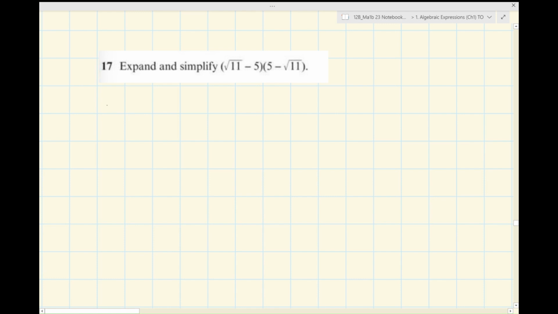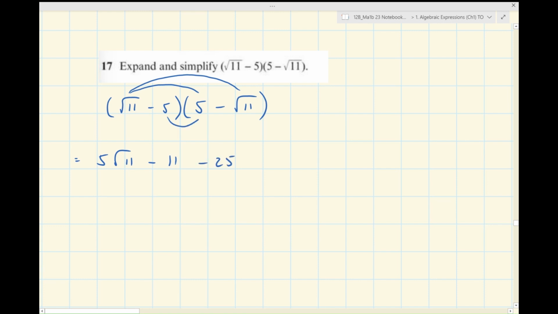Question 17. I have to expand and simplify root 11 minus 5 multiplied by 5 minus root 11. Let's have a look at this. Well, I'm going to have root 11 times 5, which gives me 5 root 11. And then I'm going to have root 11 multiplied by minus root 11 gives me minus 11. Minus 5 times 5 is minus 25. And minus 5 times minus root 11 is plus 5 root 11. So if I look at that, I've got 10 root 11s minus 36.